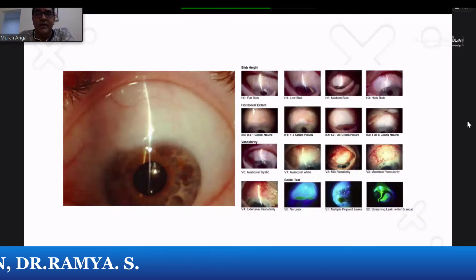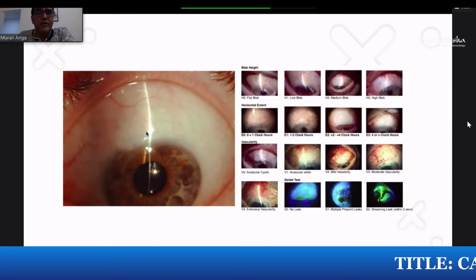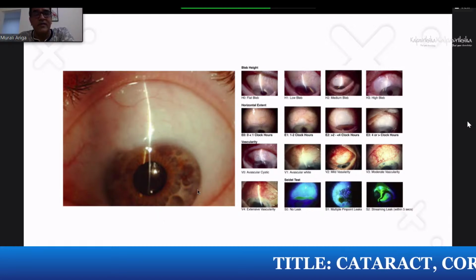And once the trabeculectomy is done and you have a good bleb like this, a diffuse, relatively avascular bleb with not too much vascularity and microcystic changes is the ideal bleb.